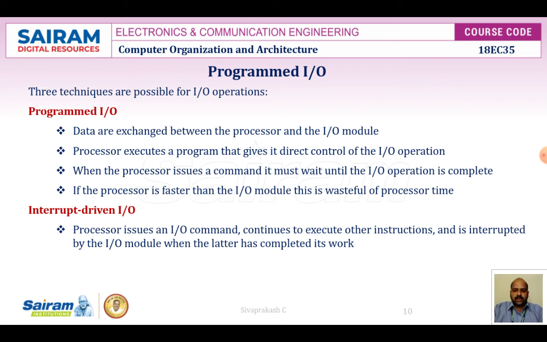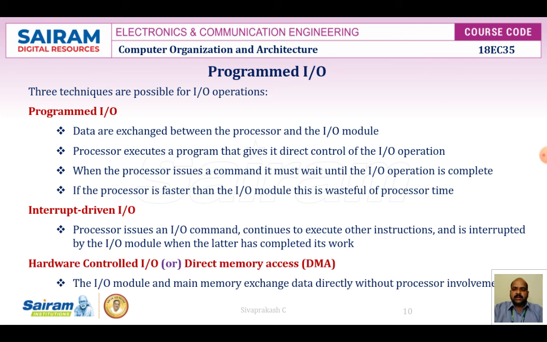Next one, interrupt driven IO. The processor issues an IO command and continues to execute other instructions, and it is interrupted by the IO module when the latter has completed its work, and then it resumes. So here also synchronization is needed. The third mechanism is called hardware control, or direct memory access. In this, the IO module and main memory exchange data directly without the involvement of the processor. In such a way we do that. Let us see about them one by one.